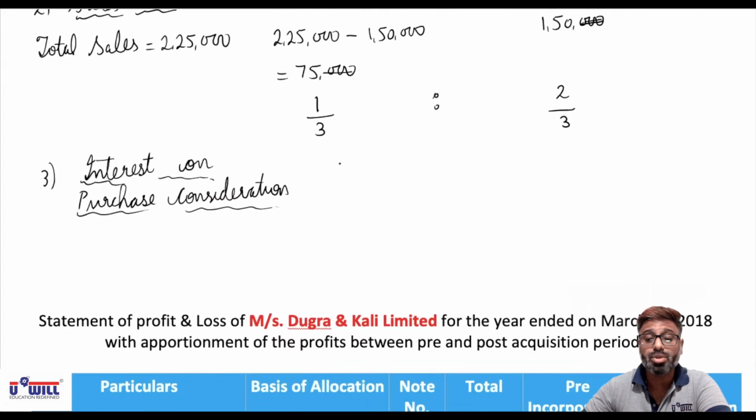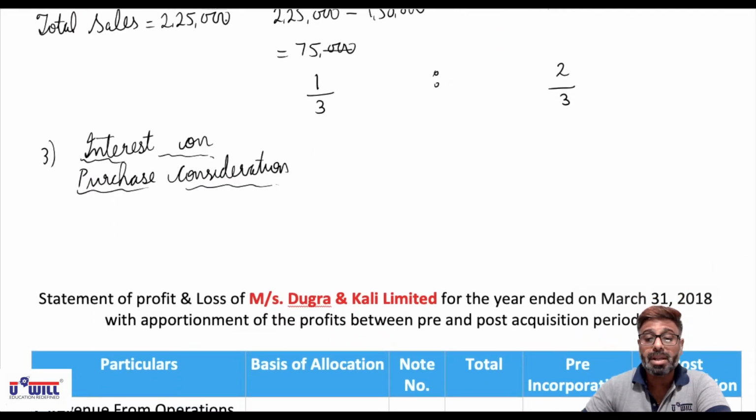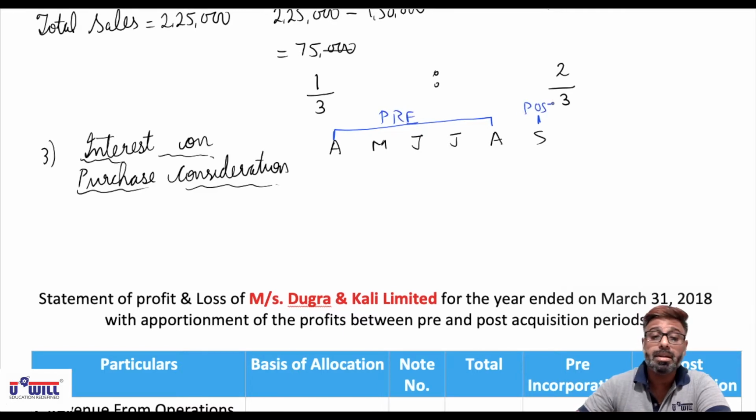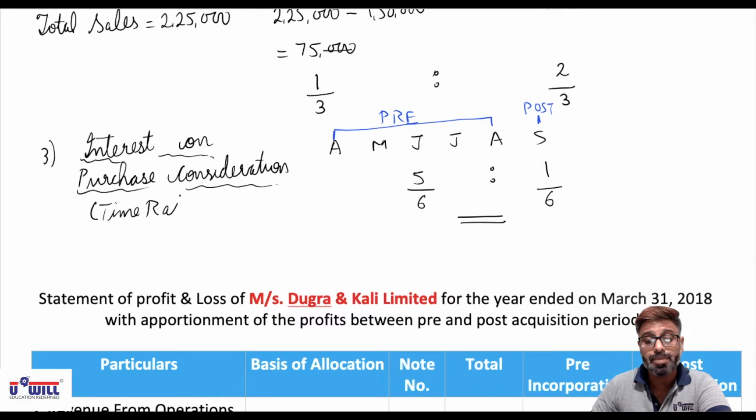So what will be the time ratio till 30th September? April, May, June, July, August, September. April to August is pre, and only 1 month is post till September. So 5 months is to 1 month. 5 by 6, 1 by 6 is the time ratio exclusively for interest on purchase consideration.